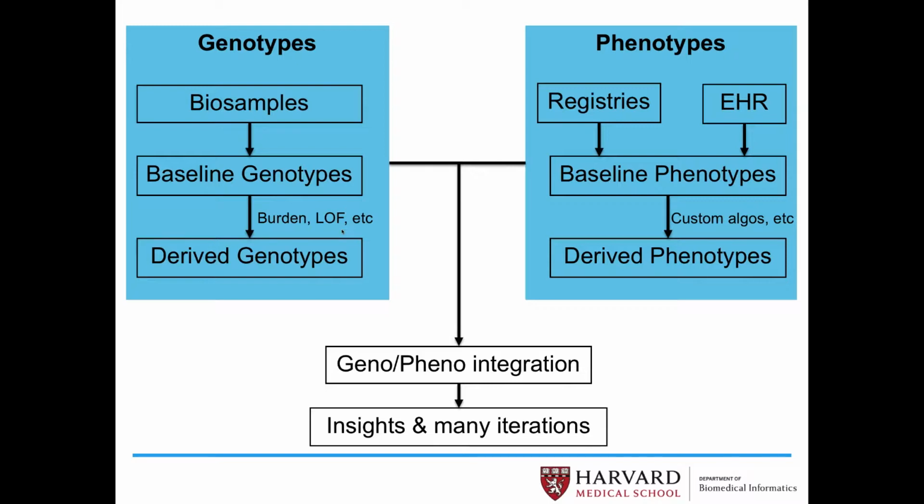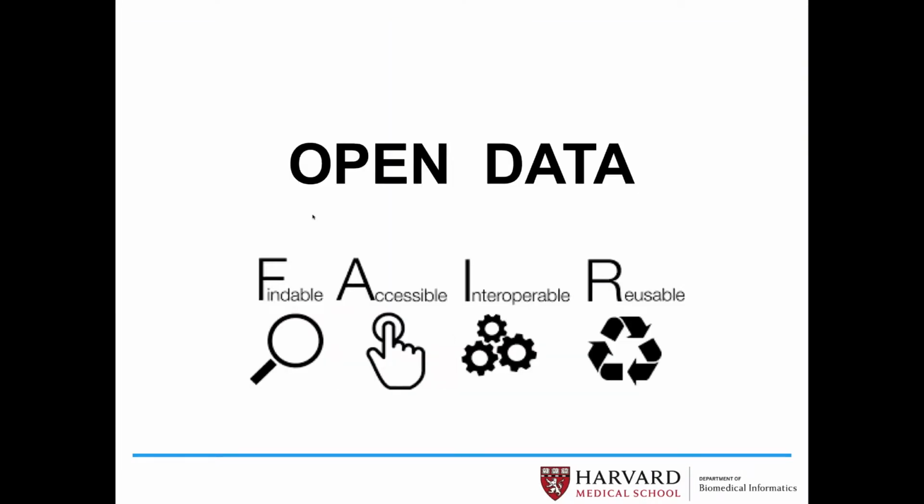The key point is to first create those baseline genotypes, and then to have, per research study, a way to define them, because the way you will define those derived genotypes or phenotypes will change per study, depending on your research question.